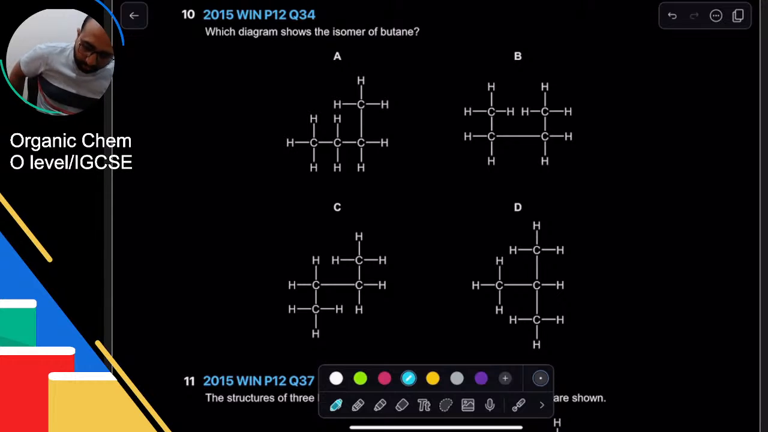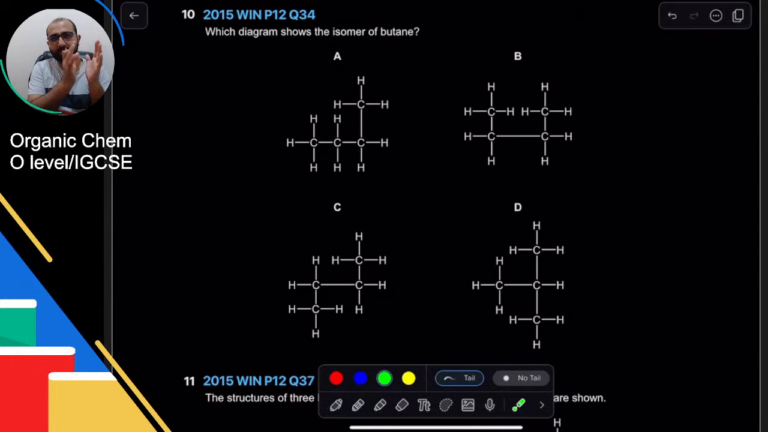Which diagram shows the isomer of butane? Now, how do you identify isomers? You have to see that obviously the molecular formula should be the same. And secondly, the way to count carbon atoms is that you start from one side. You connect as many as you can without picking a pencil up.